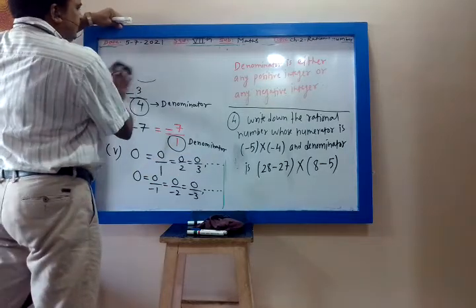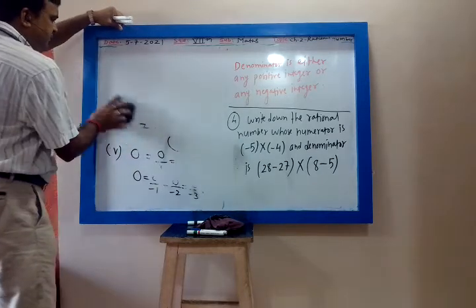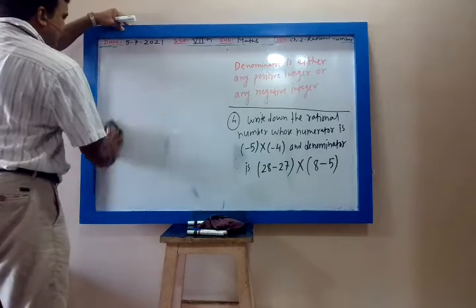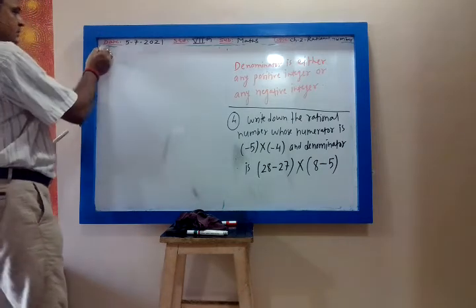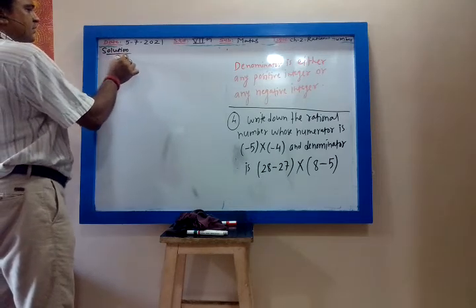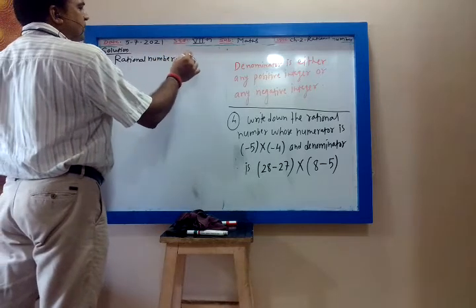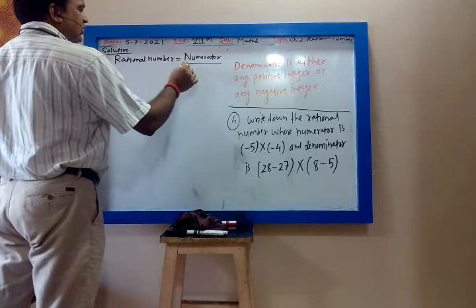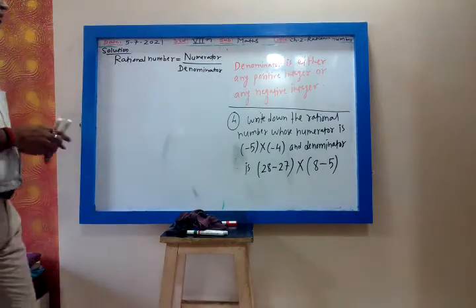Any rational number will be of the form numerator upon denominator. Numerator is given, denominator is given, simplify and substitute the value. So we write the solution of this. A rational number is equal to numerator upon denominator. Any rational number will be of the form numerator upon denominator.